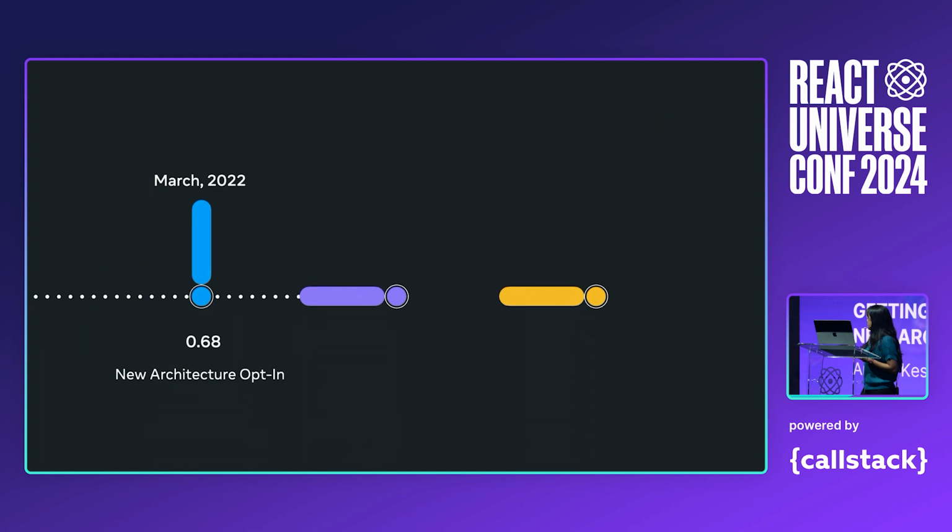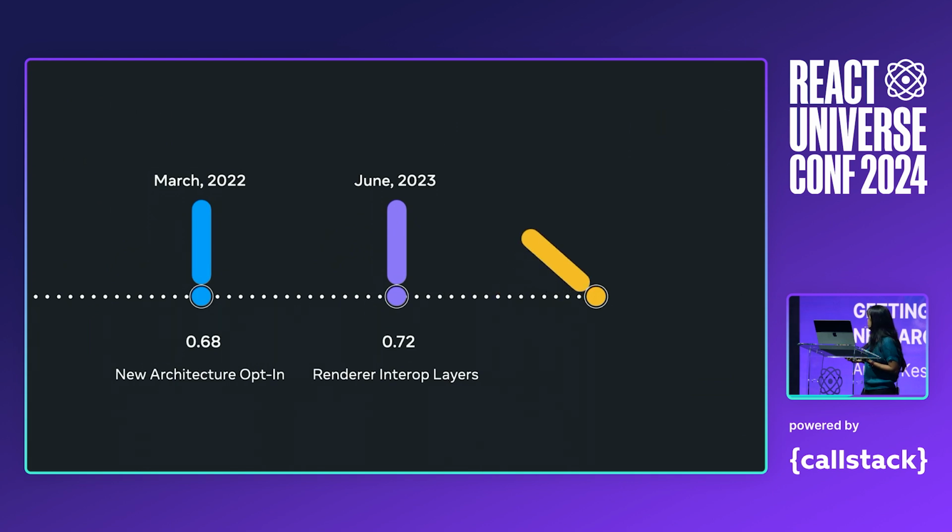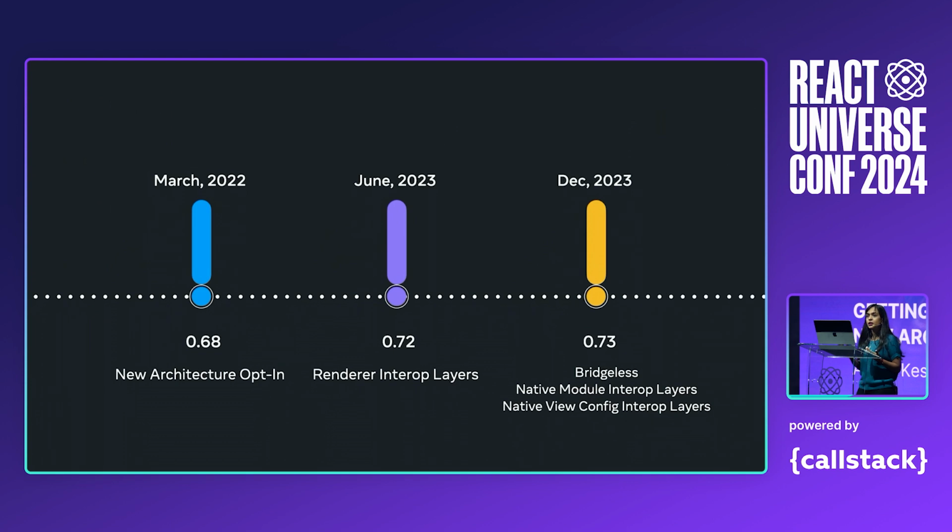In 0.78, we laid out the foundation of these Interop Layers and started building it out for the legacy components. Similarly, in 0.73, we introduced Bridgeless to get the runtime up and ready and built on top of those existing Interop Layers for the native modules and the native view configs. Now, as you can see, over time, we have been building the various pieces of the new architecture. In 0.68, we got the renderer. In 73, we got the runtime ready. But the ecosystem was not yet ready.